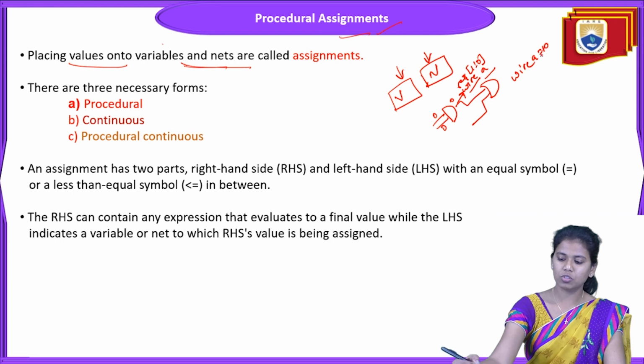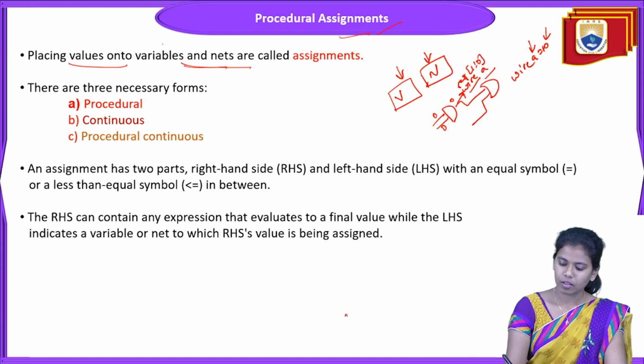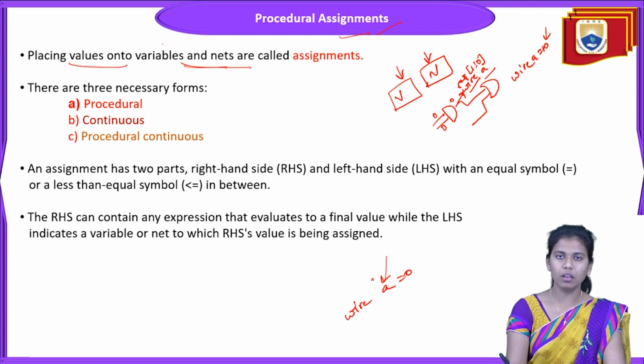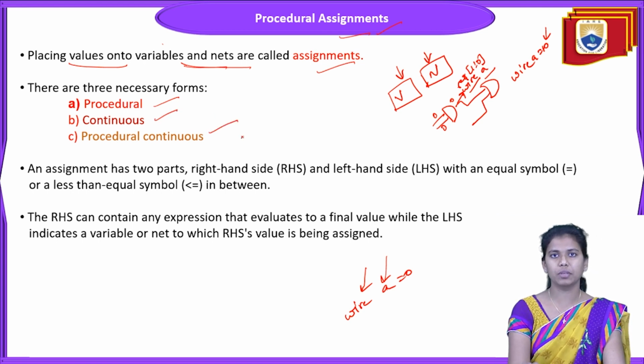Wire A equals 10. Placing some values onto a variable or a net. Placing a value onto a variable or a net is nothing but an assignment. So there are 3 types of assignments that we are going to discuss: procedural, continuous, and procedural continuous assignments. So what is this procedural assignment?